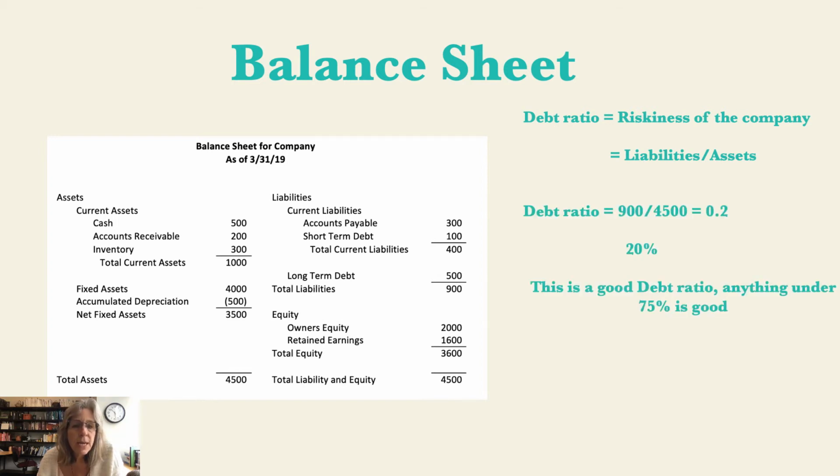So in this case, we take the $900, which is the total liabilities, and divide it by 4,500, which is the total assets of the company, or 0.2 or 20%. So this is a good debt ratio. Usually debt ratios should be below 75%. Different companies have different ways of managing this, but this is a good debt ratio.